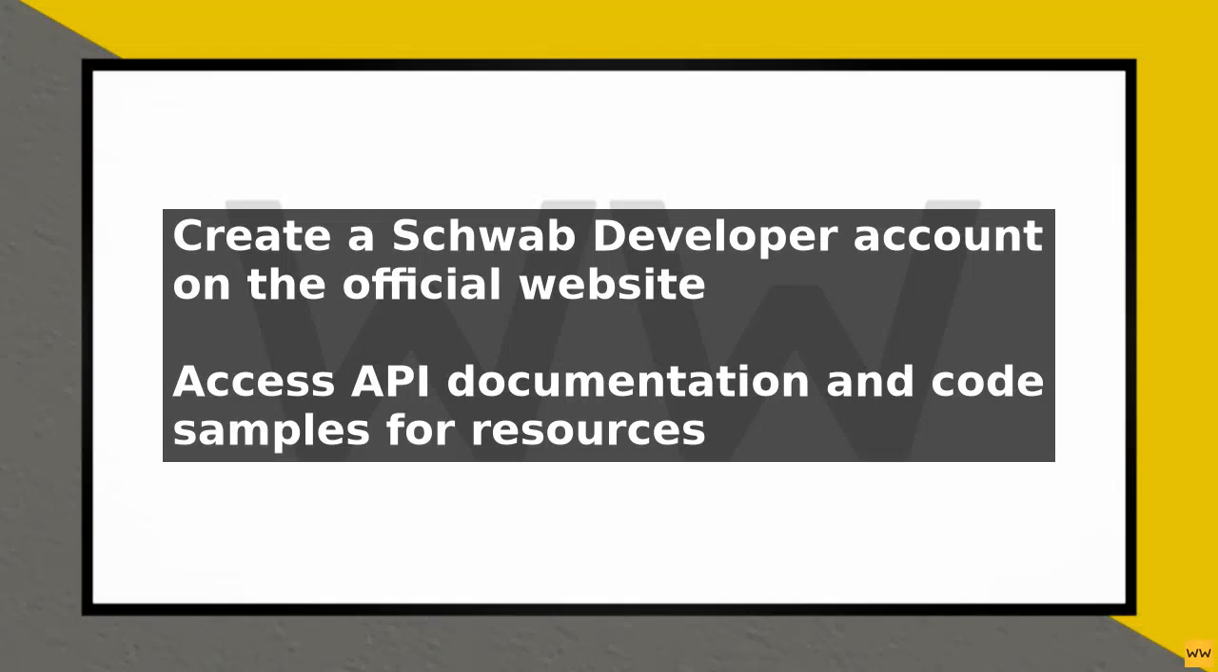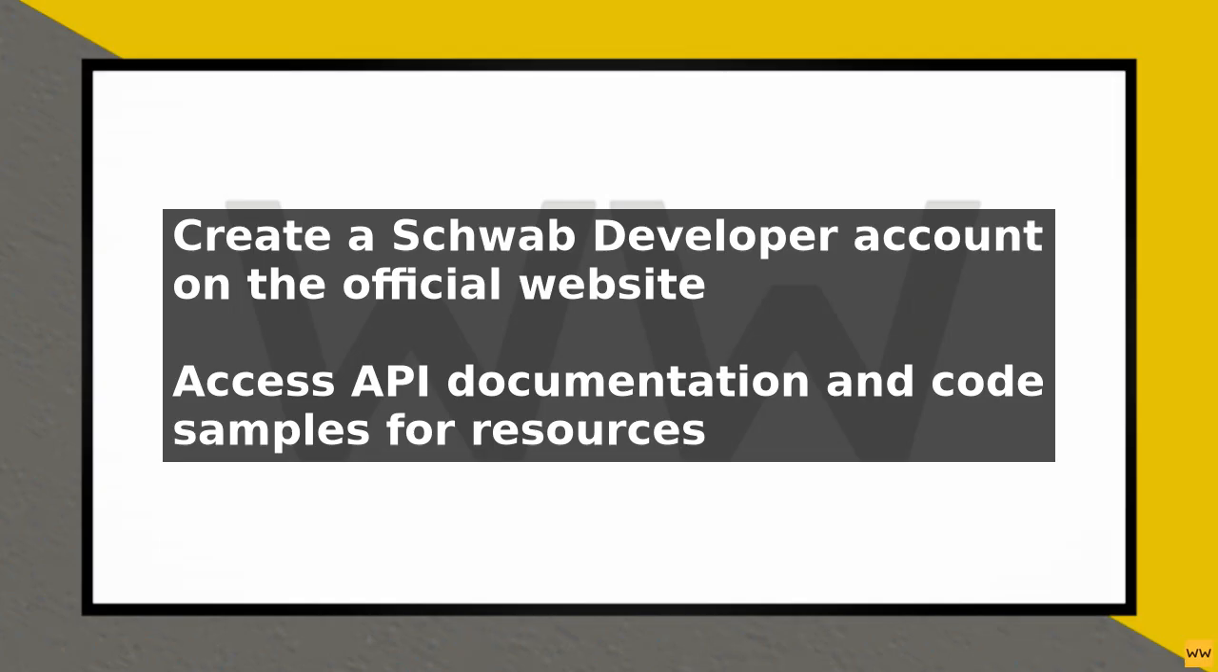To use the Charles Schwab API, start by creating a Schwab developer account on the official Charles Schwab website. This will provide access to the API documentation, code samples, and other resources needed to get started. Next, apply for a client ID and client secret, which are required to authenticate API requests.